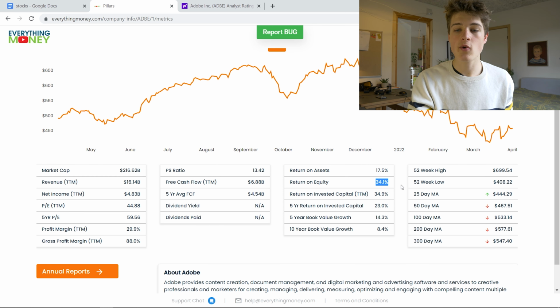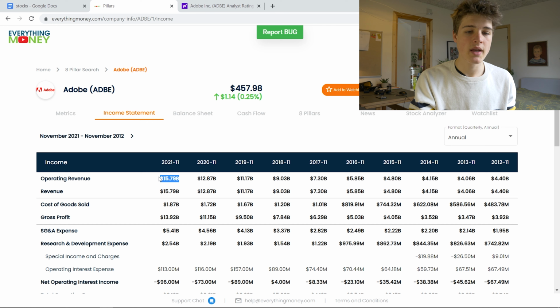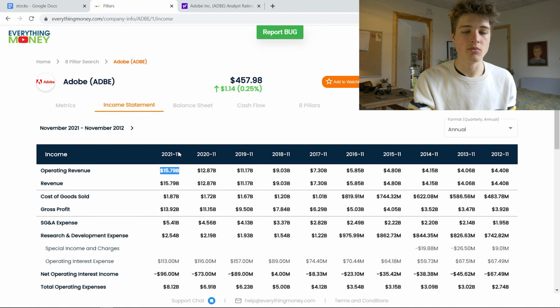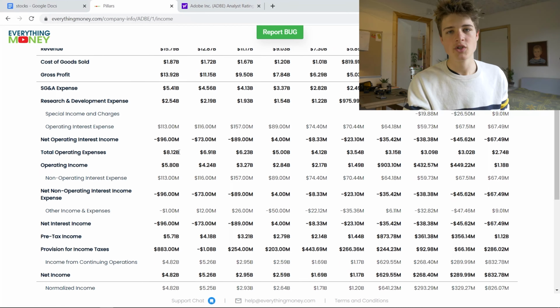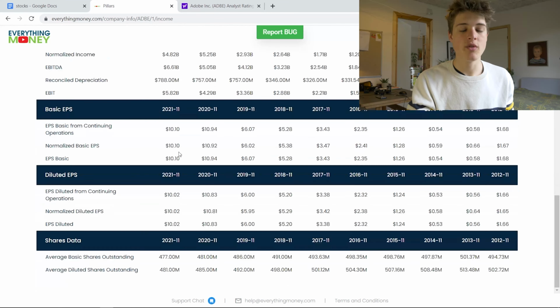We want to see here in the income statement that they're actually growing. If we go back 5 years, you can see they did $7.3 billion in revenue, and last year they did 15.8 billion. So they are growing massively, over a double in revenue over the past 5 years.